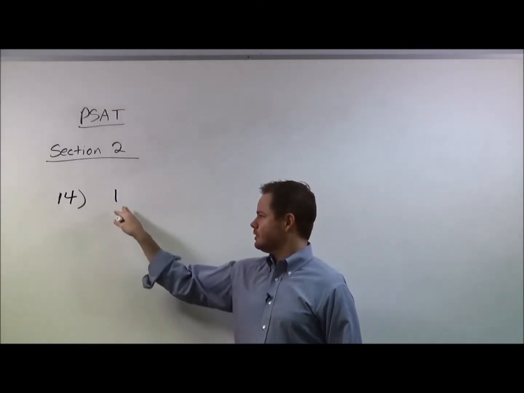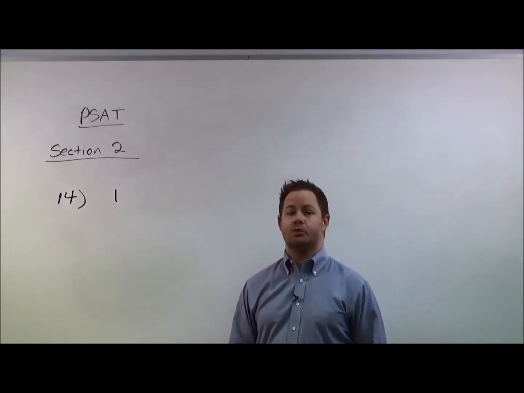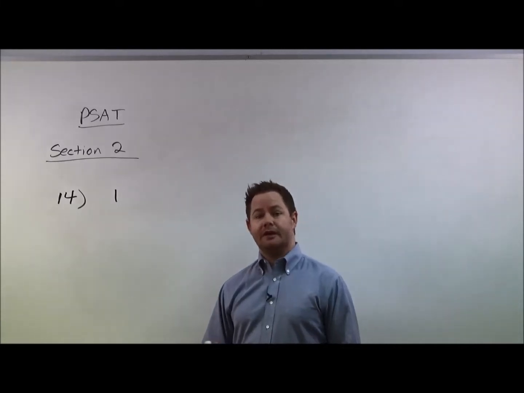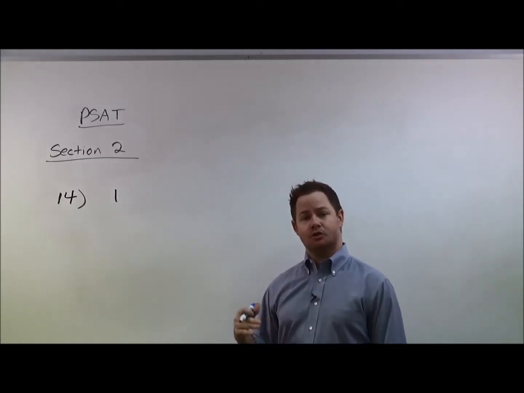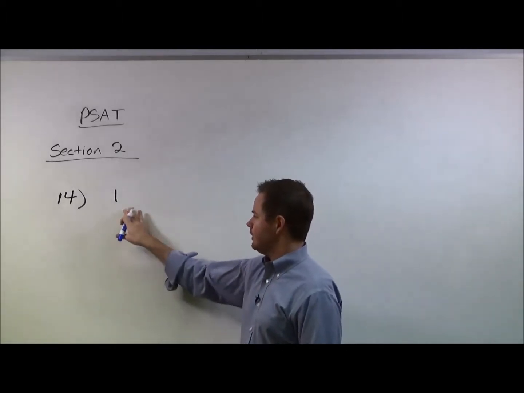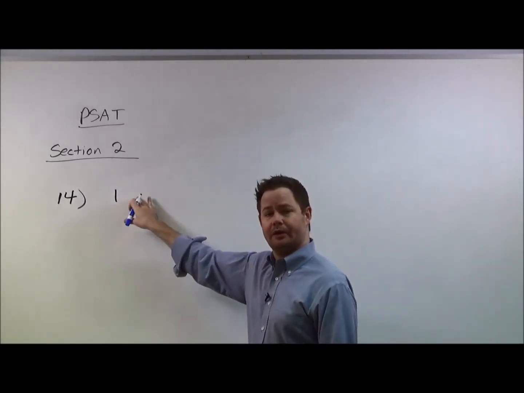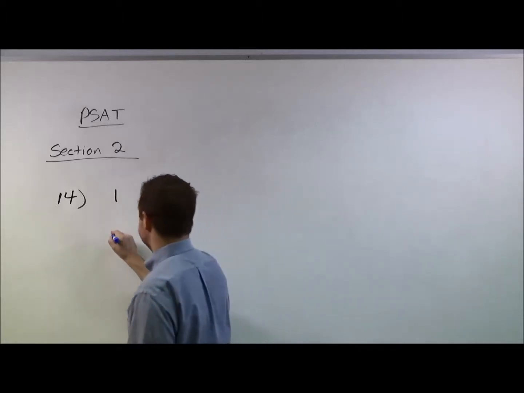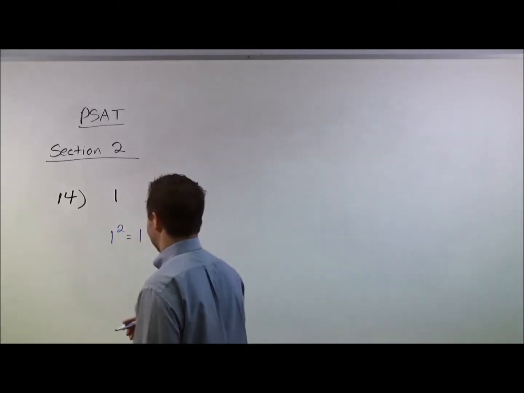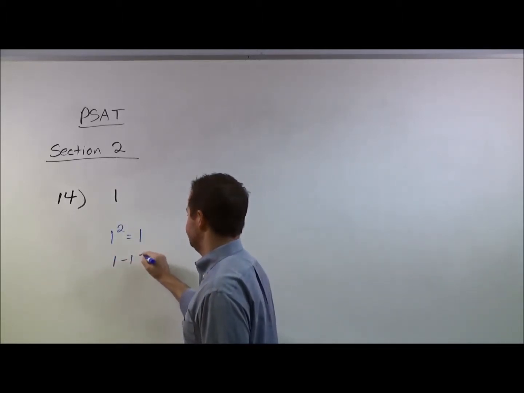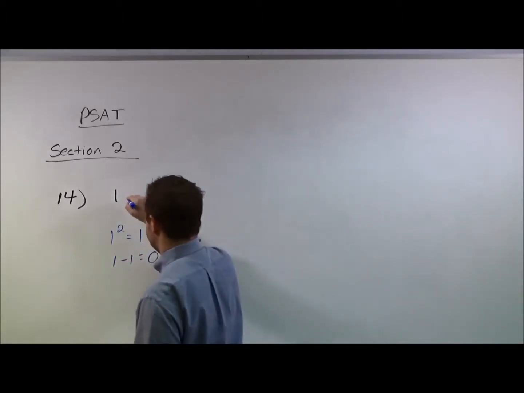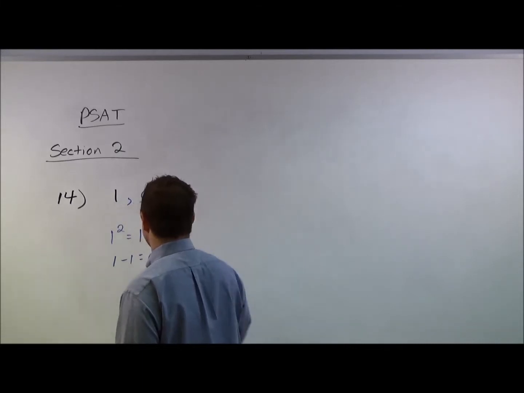So this question tells us that the first term in a sequence is 1. And then to find the next term, it says that you square that term and subtract 1. So that means to find our next term, we're going to do 1 squared, and 1 squared is 1. And then we're going to subtract 1. And 1 minus 1 is 0. So the second term in our sequence would be 0.